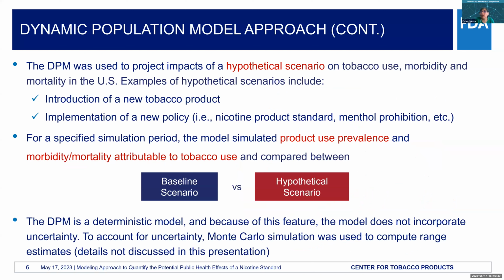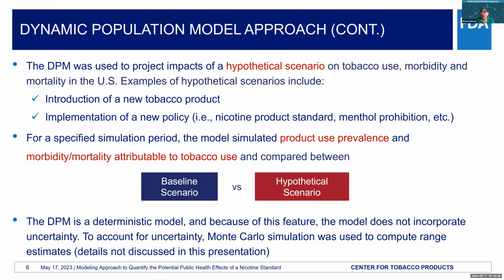The dynamic population model approach can be used to project the impact of a hypothetical scenario on tobacco use behaviors, morbidity, and mortality. Examples of hypothetical scenarios include the introduction of a new tobacco product and also the implementation of a new policy. In this presentation, as an example, I will focus on the potential implementation of a nicotine product standard. Then the model will update the initial population over a pre-specified simulation period and estimate model outputs for a baseline scenario, which assumes that there are no further changes due to regulatory actions.